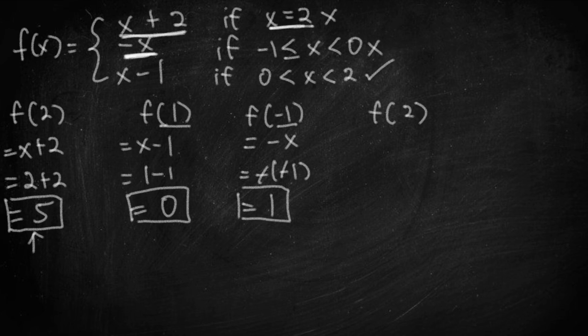And finally, our f of 2, which is already defined in our first example. So simply copy that, 5. And that is all for piecewise functions. I hope you all understood these kinds of functions a little bit more, and see you in the next video. Thank you.